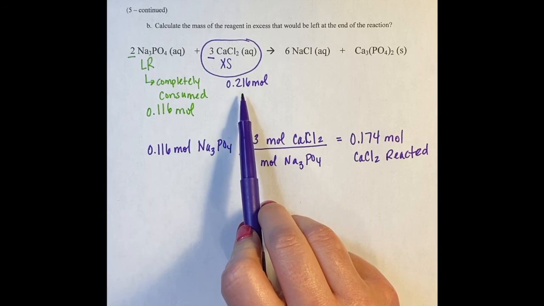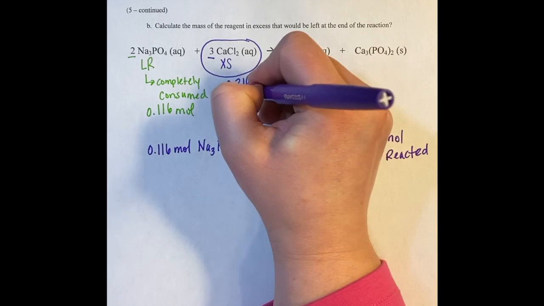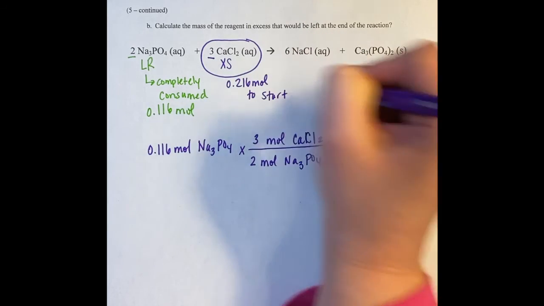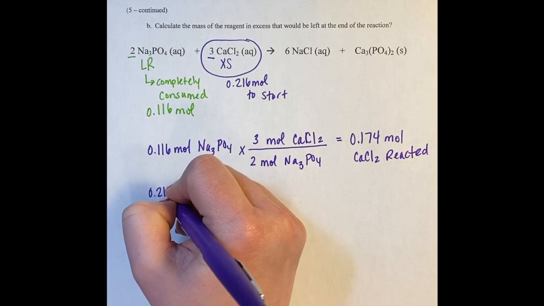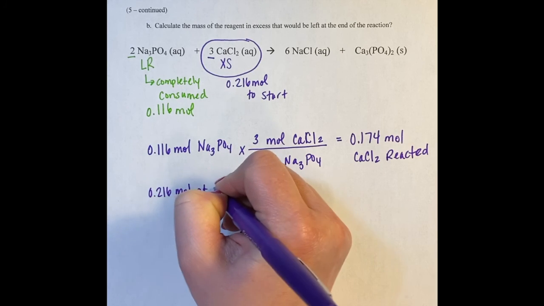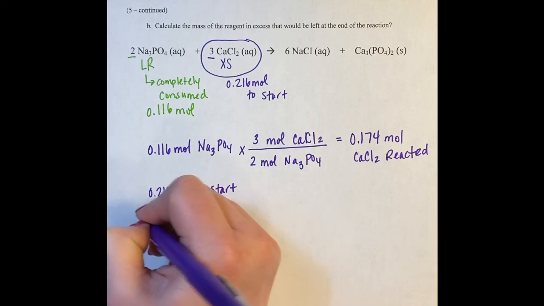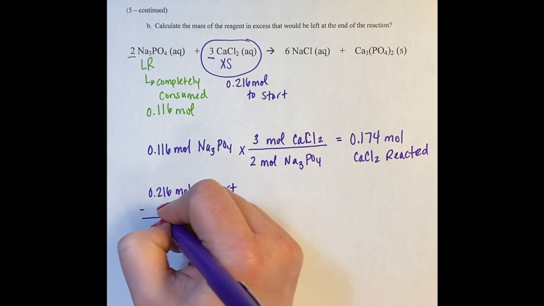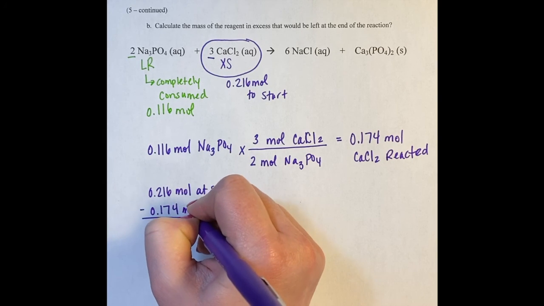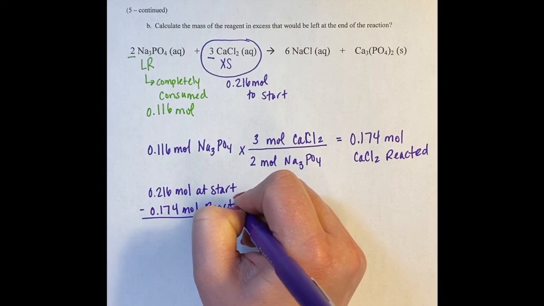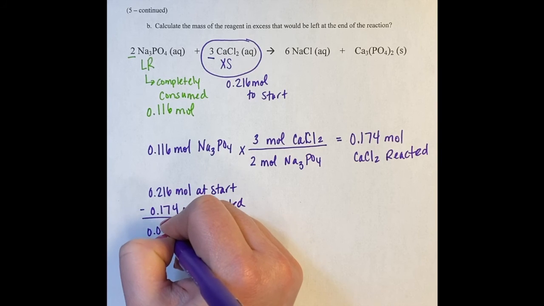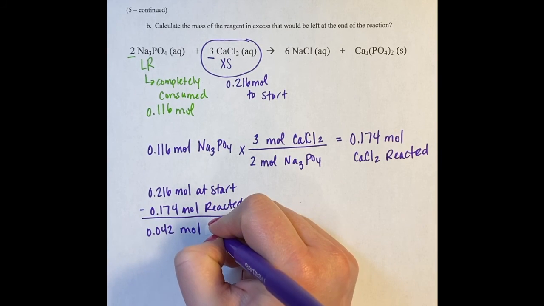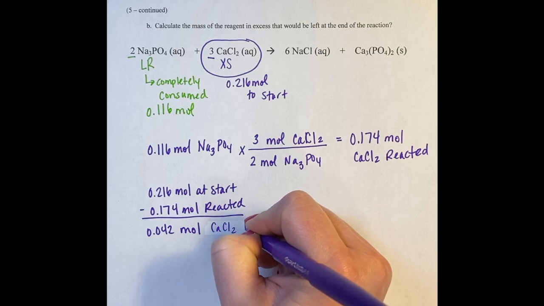I know that I had 0.216 moles of calcium chloride to start. So if I subtract these two values, that's going to tell me how much was left over. So I'm going to take my 0.216 moles from the start of the reaction minus my 0.174 moles that reacted. And so I know that I have 0.042 moles of calcium chloride that's left over.